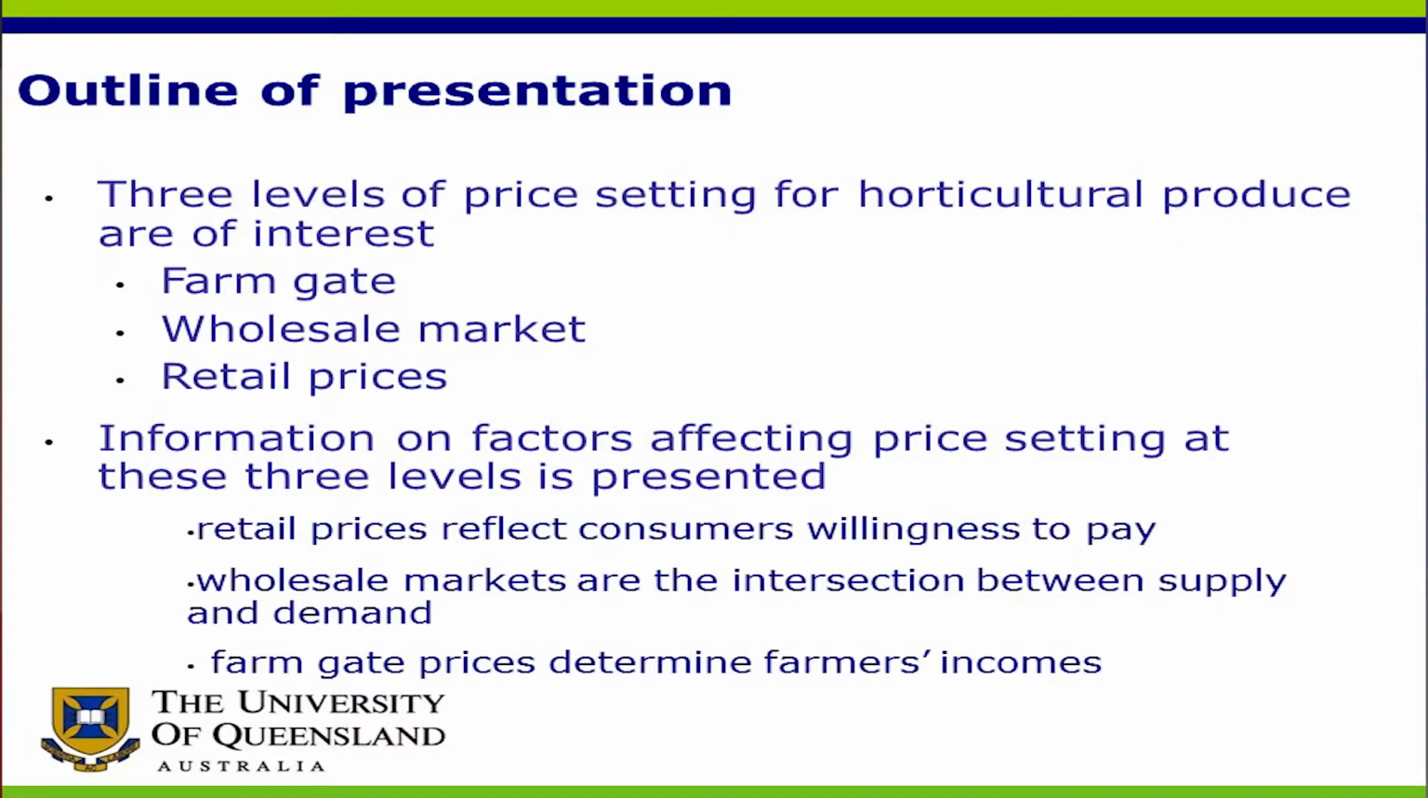There are 3 levels of price setting for horticultural produce that are of interest. These are the farm gate, wholesale market and retail prices. Information on factors affecting price setting at these 3 levels is presented here with reference to farm gate prices that determine farmers' incomes, wholesale markets as the intersection between supply and demand, and retail prices that reflect consumers' willingness to pay. What are the main drivers of price determination?